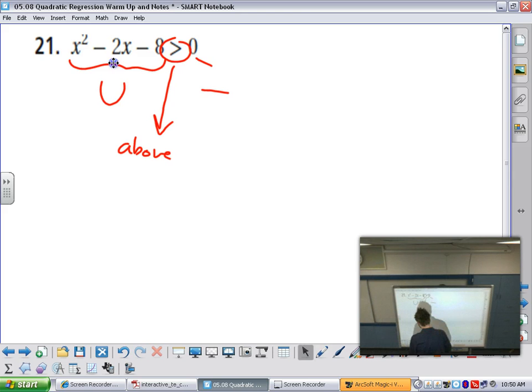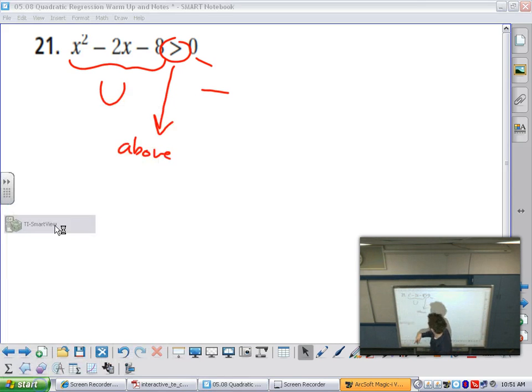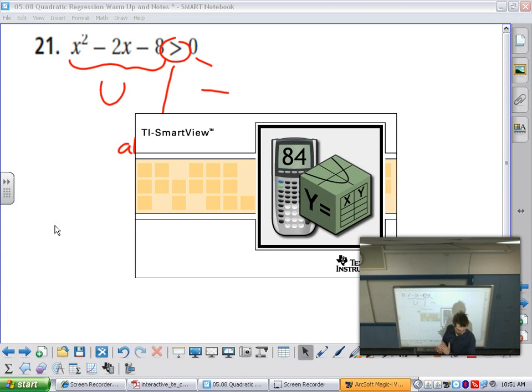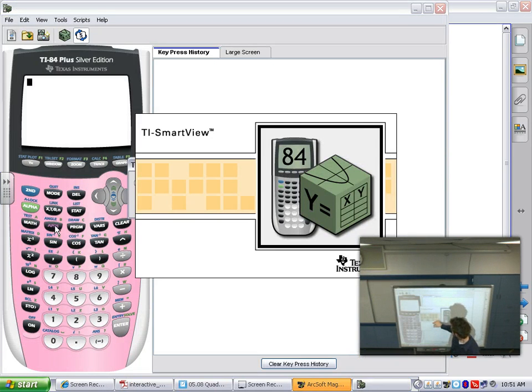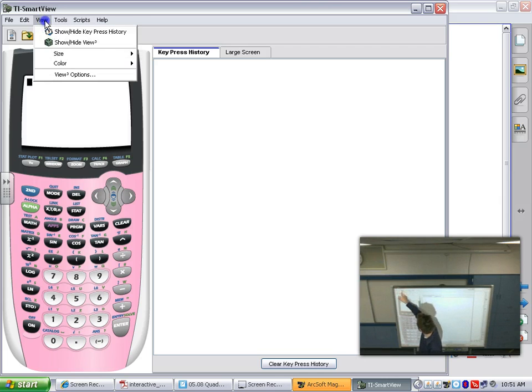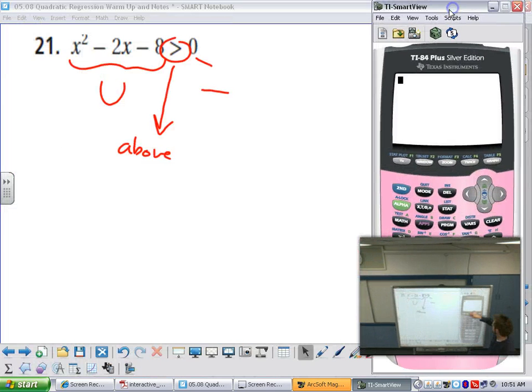So here is my, oh, did I close my calculator? I did. You need your calculator out. So if you don't have it, put it on top of your desk. Okay, so go to my y equals screen. I put the quadratic on the first line. X squared minus 2x minus 8. There's my parabola. There it is.